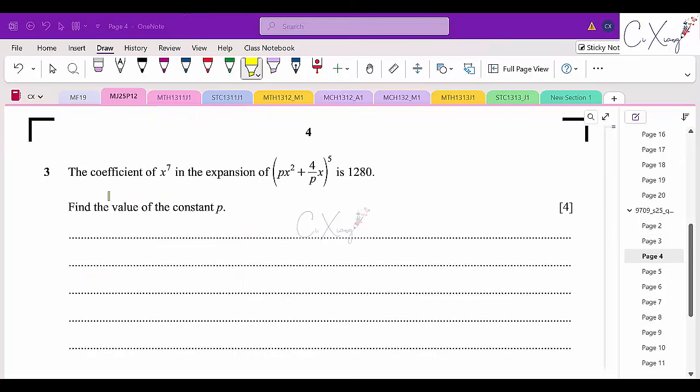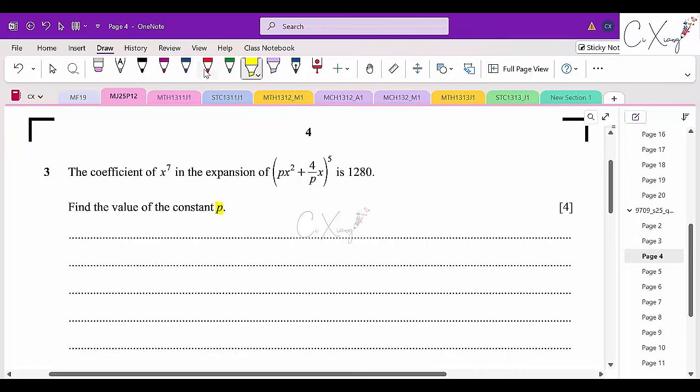3. We are having the expansion for (px squared plus 4x over p) power 5. And they tell us that the coefficient for x power 7 in this expansion is 180. Find the value of the constant p.